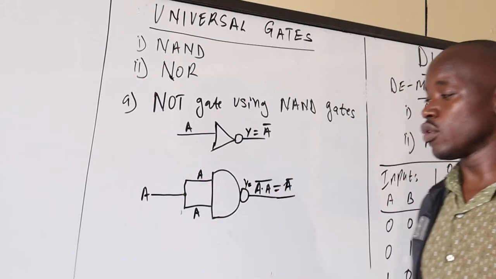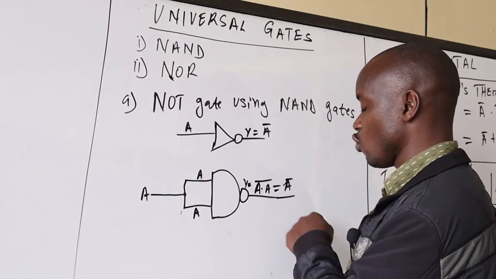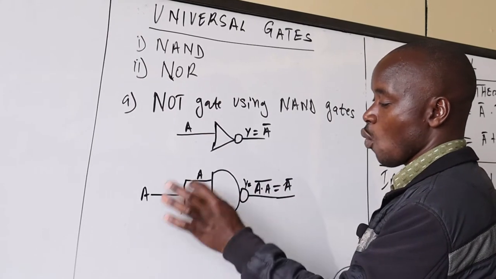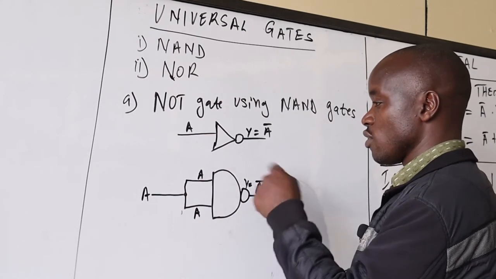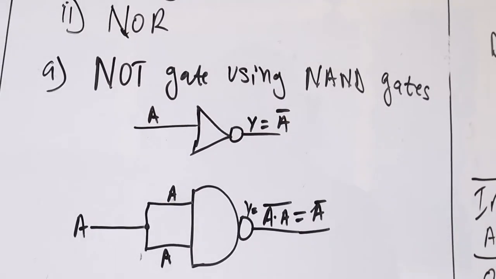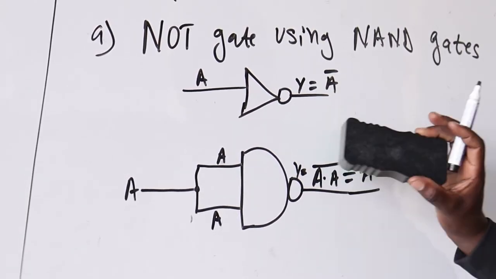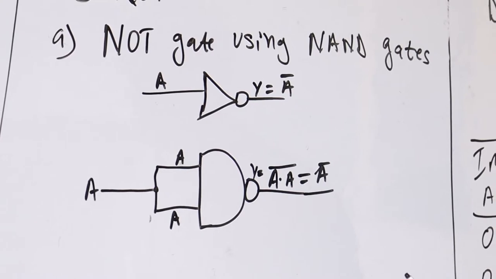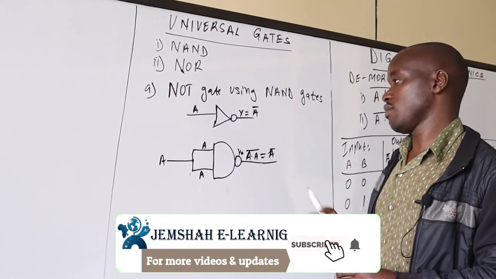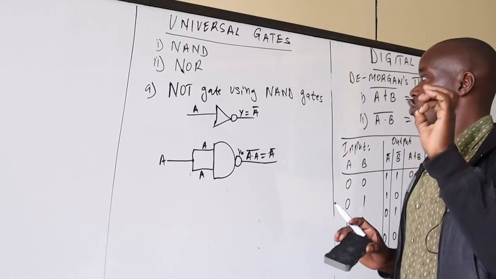Now, for example, if A is 0, 0 dot 0 would be 0, in fact, you get what? 1, which is true. If A is 0, I get 1. If A is 1, 1 dot 1, in fact, you get 0. So here, if it's 1, in fact, I get 0. So, indeed, you can say from there that A dot A bar is the same as A bar. So, by doing this way, I have implemented NOT gate. That's the first one. Remember, the first is NOT gate using NAND gate.